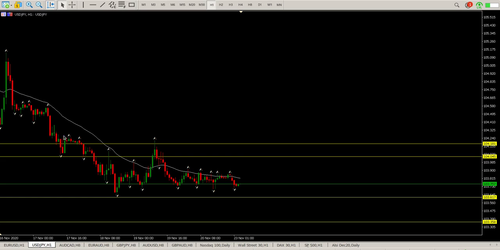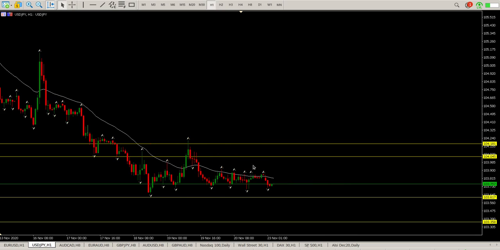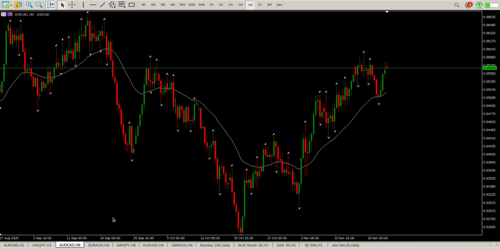Okay, for all intents and purposes, the trend is still to the downside. We're still below the moving average. We're bouncing off it at the moment, but we've got some pretty big weekly levels below us. As a result, I'm not interested in this one at all. Sit on the sidelines there.